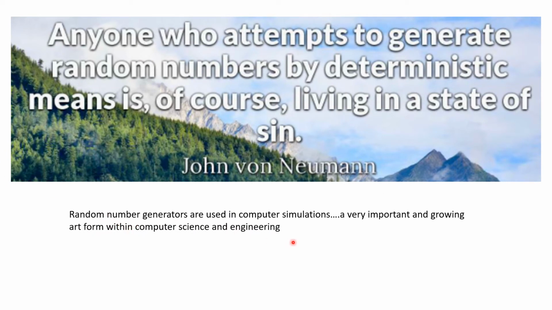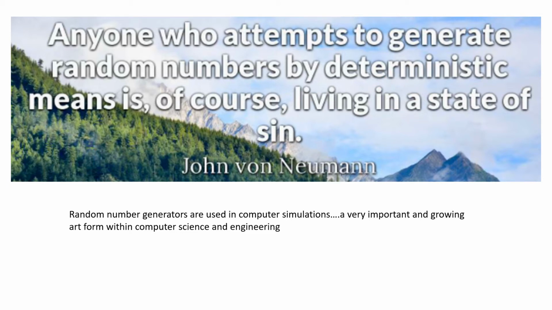Now, random number generators, or at least we call them random number generators, are used in computer simulations. And this is a very important and growing art form within computer science and engineering. But the truth of the matter is, things aren't random. In fact, the very famous mathematician and computer scientist, John von Neumann, said famously, anyone who attempts to generate random numbers by deterministic means, that means you have an equation, is of course living in a state of sin. You really don't get random numbers if you have a deterministic function for it.